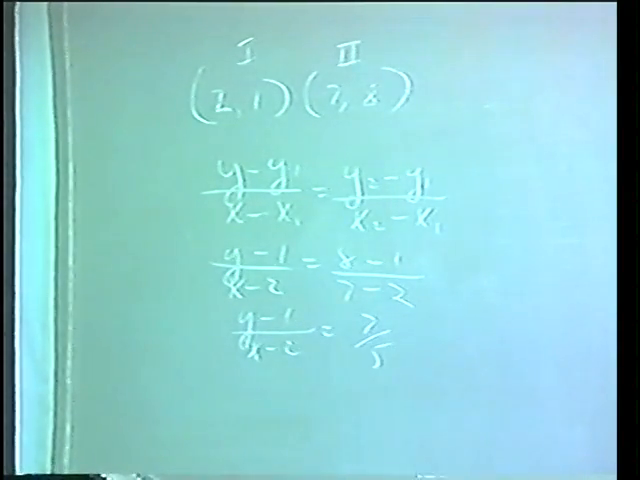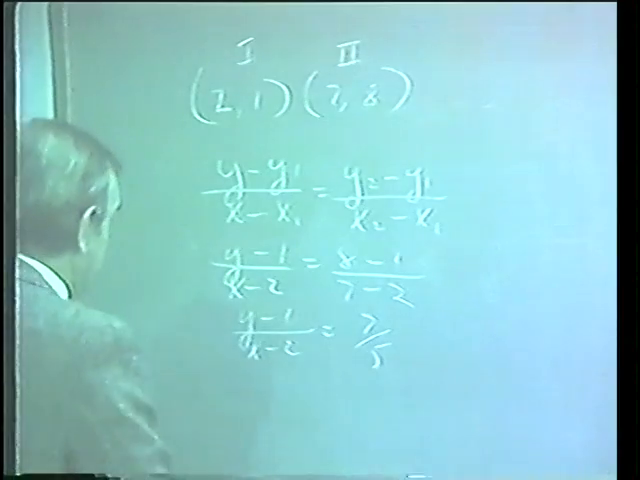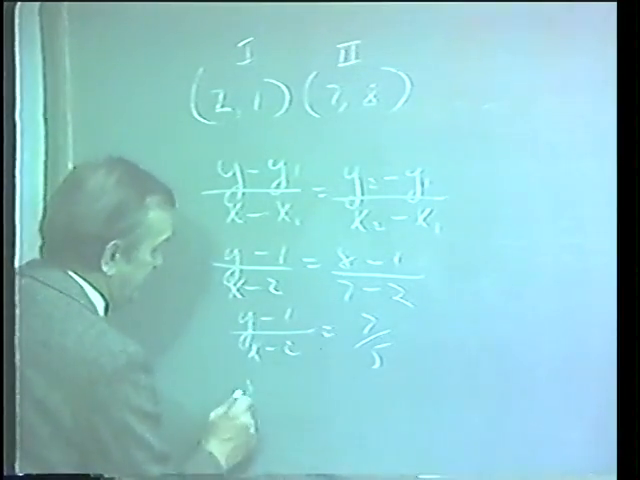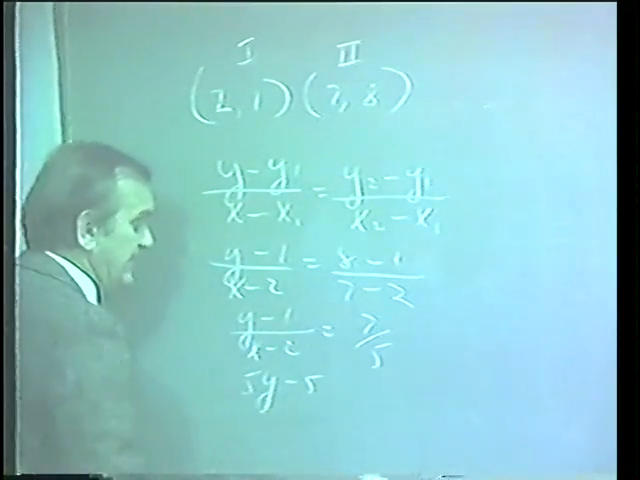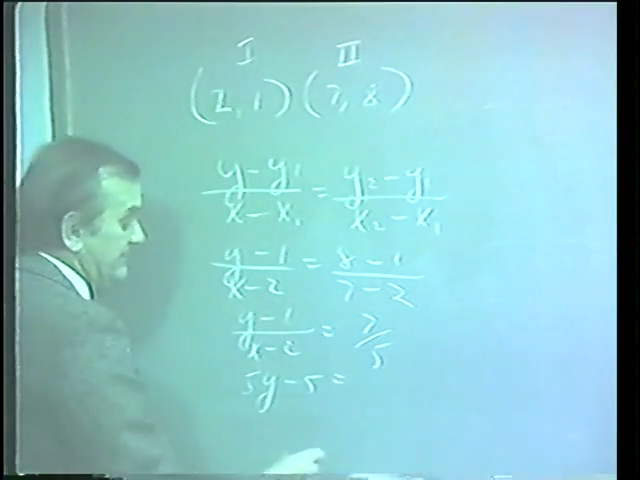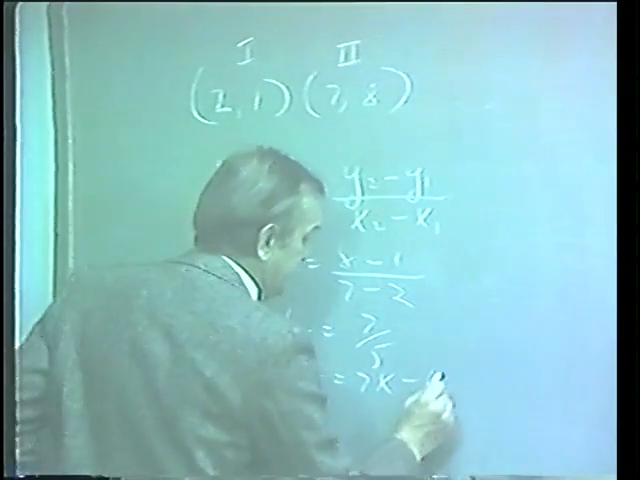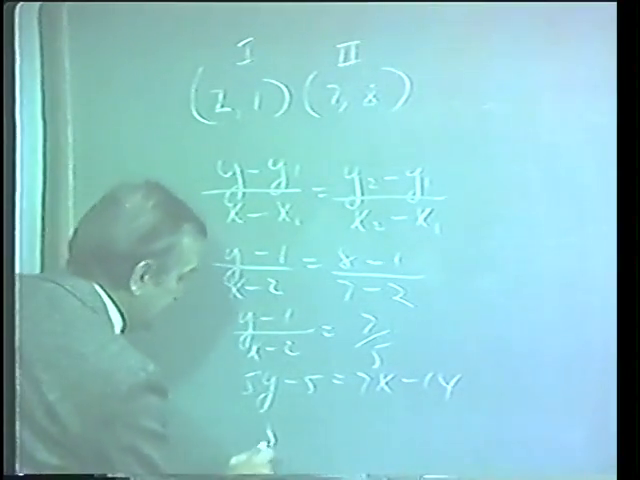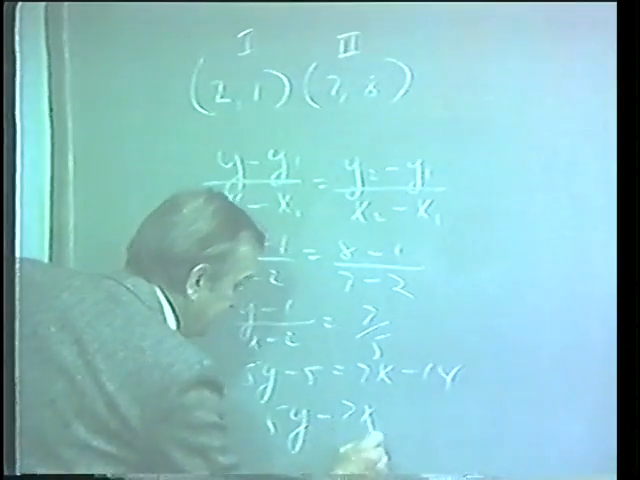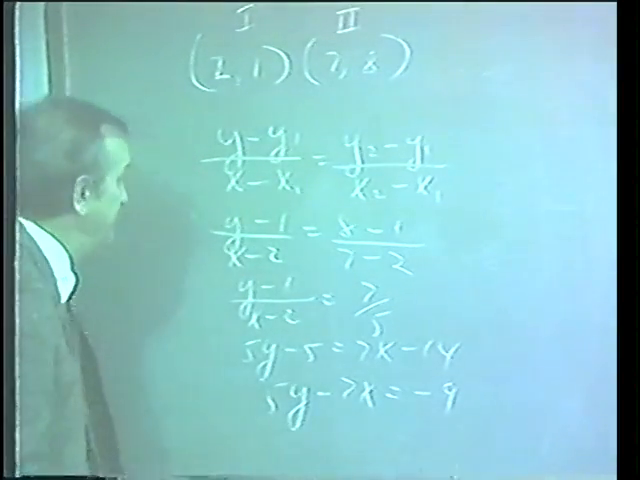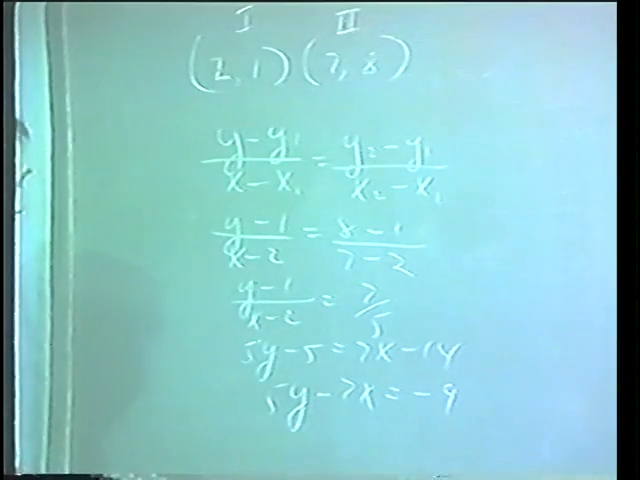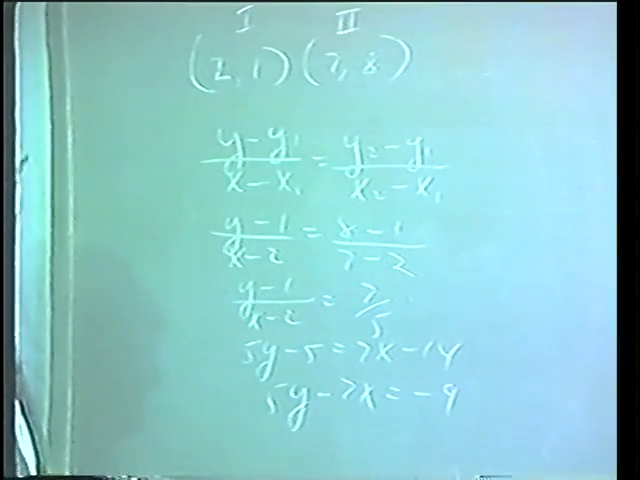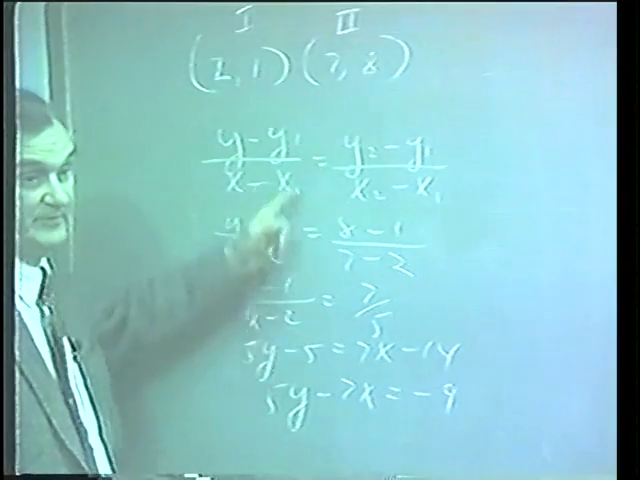Well, to do that, we have to clear fractions. We have a proportion here. Anytime we have a proportion, we can cross multiply. By cross multiply, it means I have 5 times the quantity y minus 1, which is 5y minus 5, equals 7 times the quantity x minus 2, which is 7x minus 14. We now get this in general form. We have 5y minus 7x equals -9. And this is the equation of the line that passes through these 2 points.